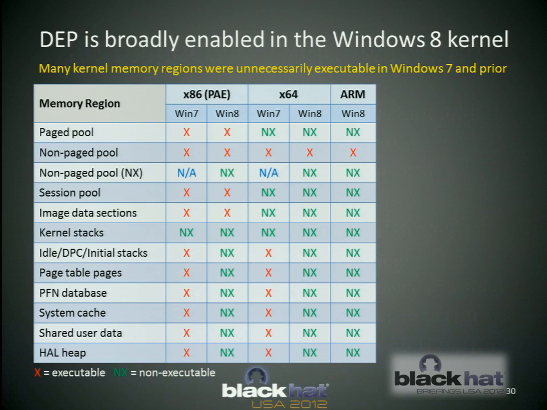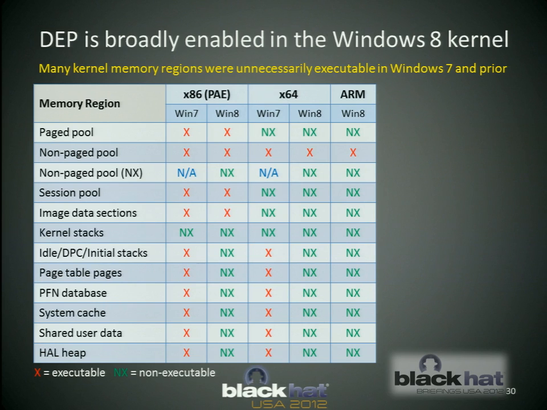All right, so let's dig into some of the details of some of the kernel improvements we've made. One of the improvements is increased enforcement of DEP, data execution prevention, in the Windows 8 kernel. So this chart basically describes which kernel memory regions have NX enforced for various versions of Windows. And as you can see, for Windows 8, we've taken a holistic bottom-up approach to make sure that as many kernel regions as possible have NX enforced for them, especially on 64-bit and ARM as well.